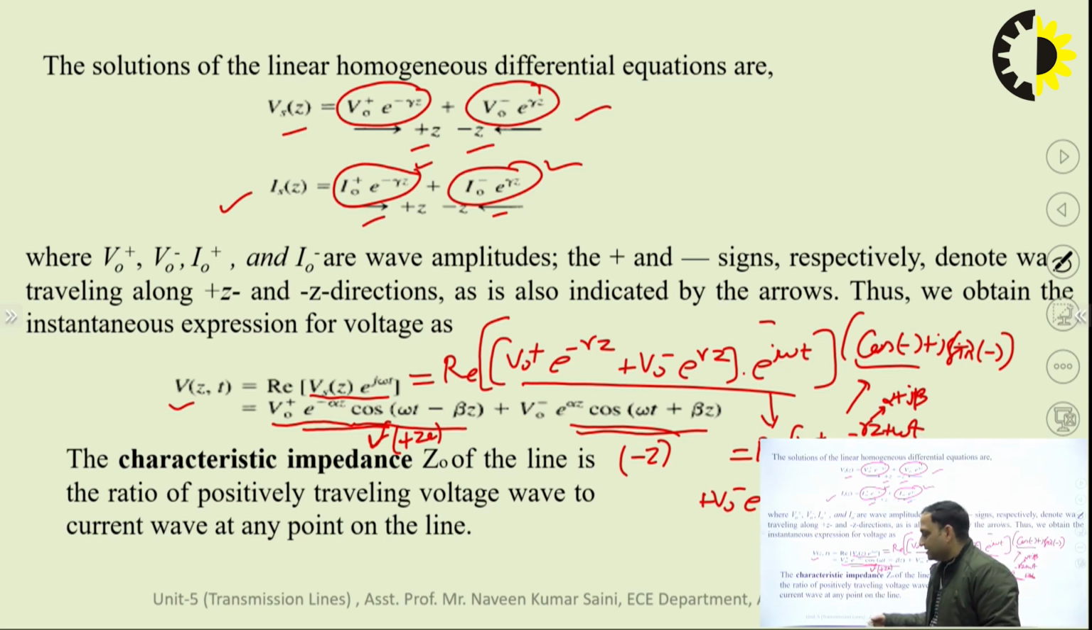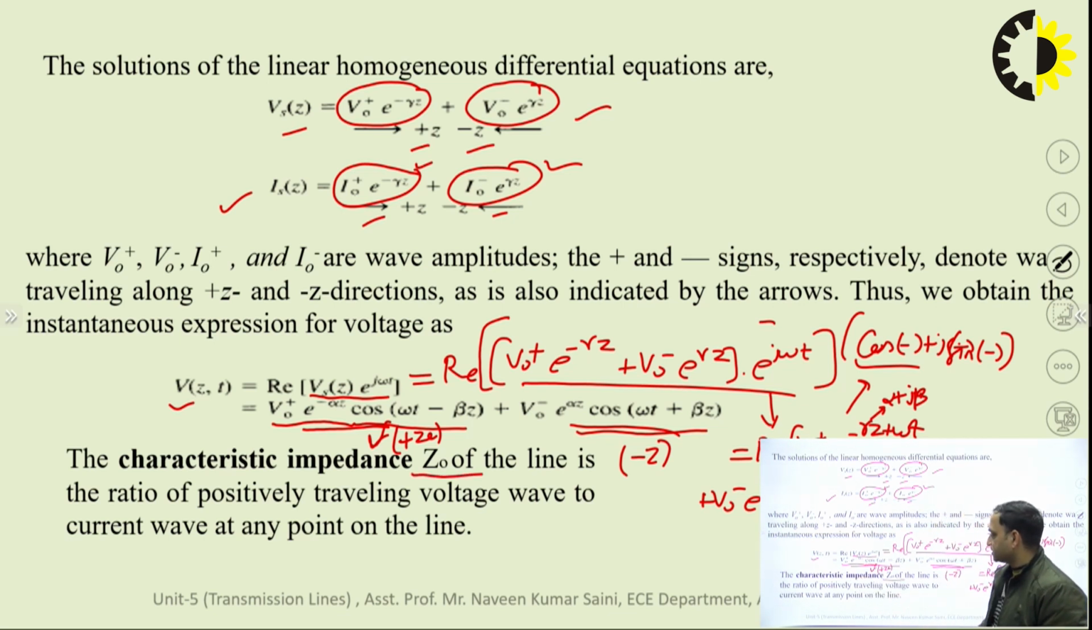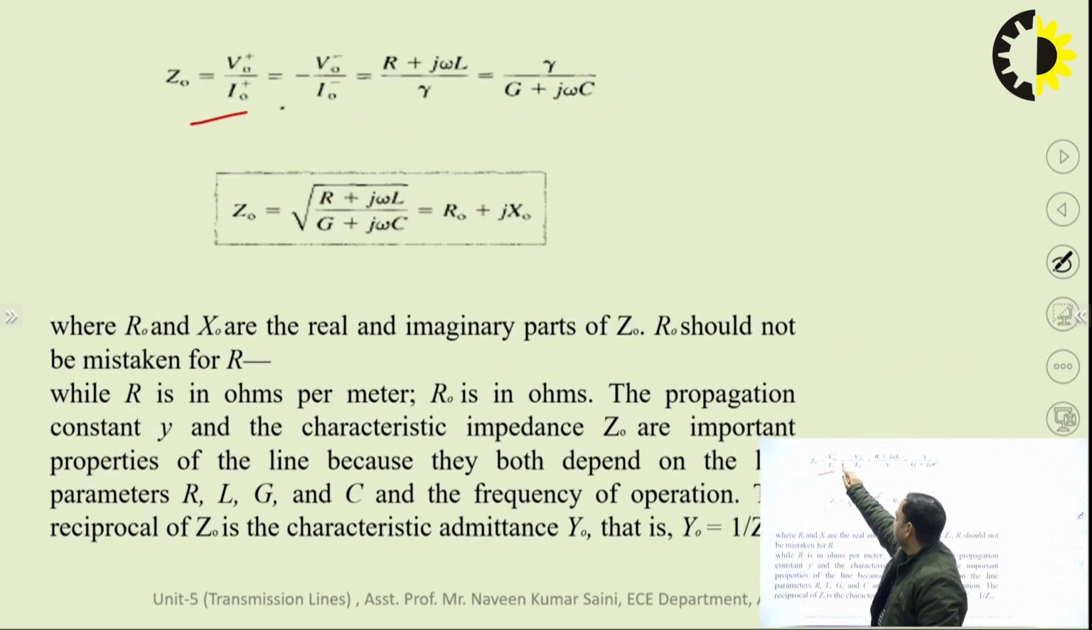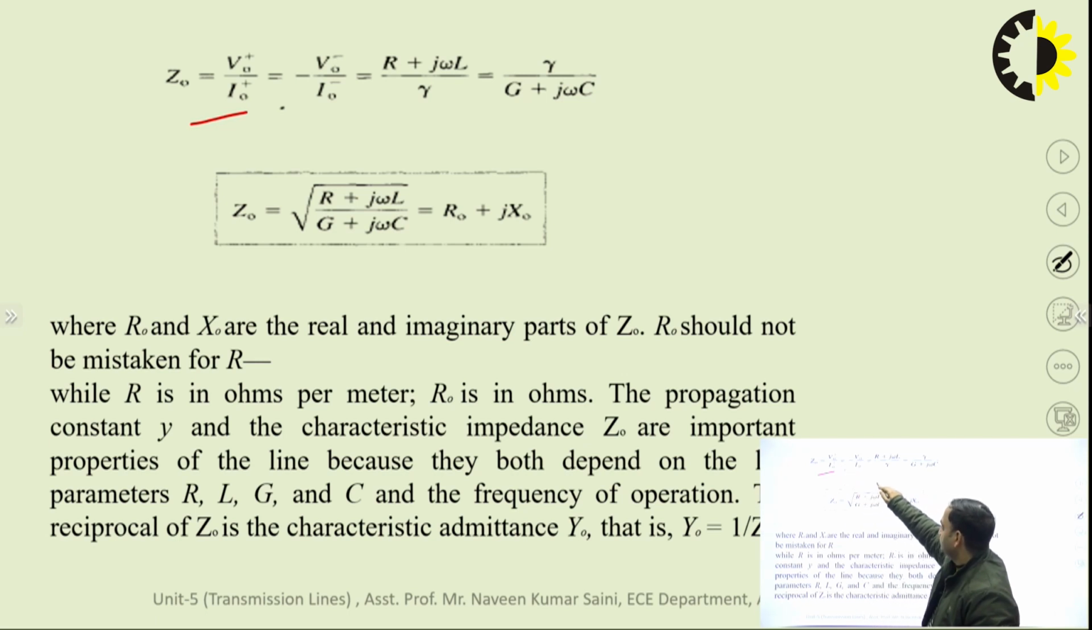Okay, so there is one parameter to define, the characteristic impedance Z naught of the line. It is the ratio of the positive travelling voltage wave to the current wave at any point on the line. In that way, Z naught is equivalent to V naught plus upon I naught plus, which is equal to, with the minus sign, V naught minus upon I naught minus, and this is equivalent to the square root of (R plus j omega L) upon gamma, and gamma upon (G plus j omega C).